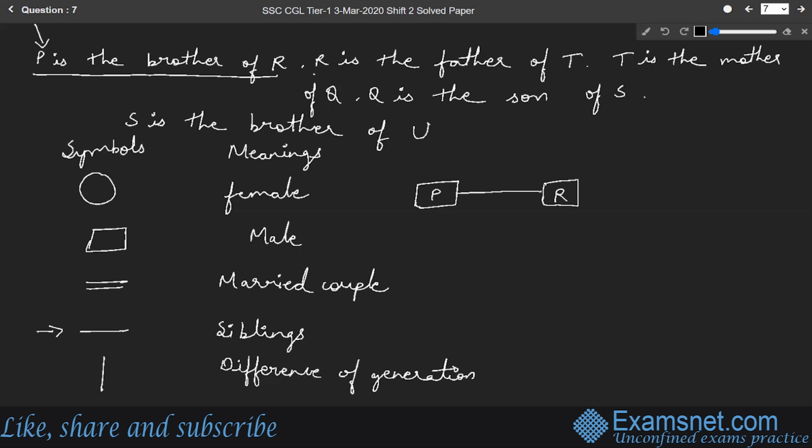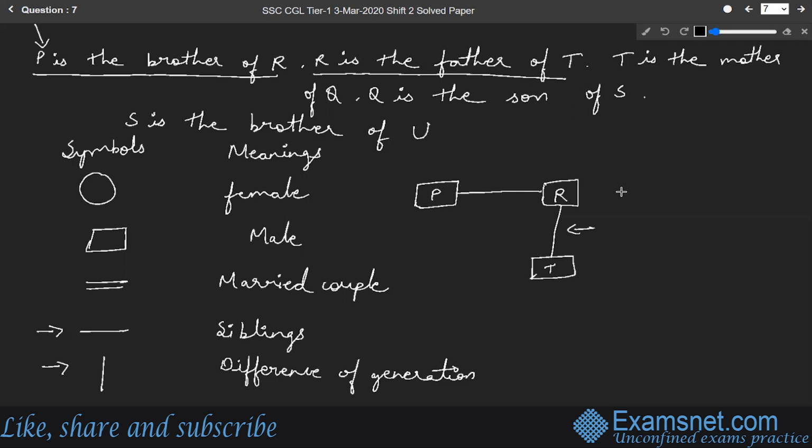Next sentence is R is the father of T. See, R is the father of T means there is a generation gap. So we will use this straight line because its meaning is difference of generation. So straight line is made and then T is made. This is representing that R is the father of T.